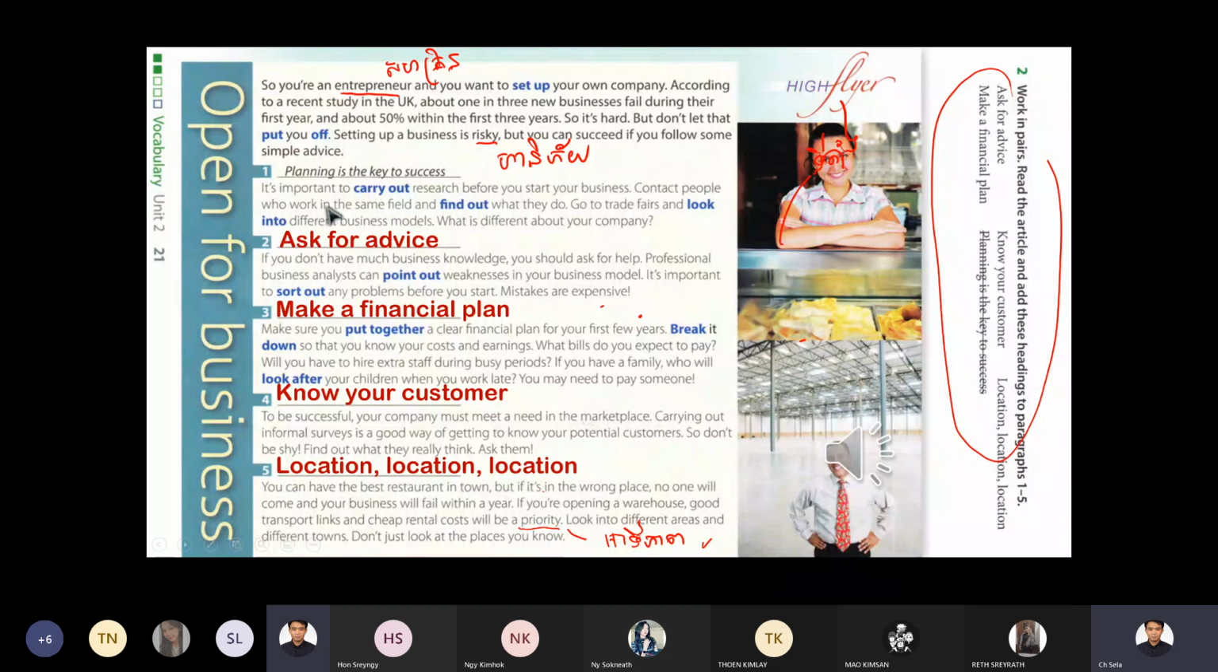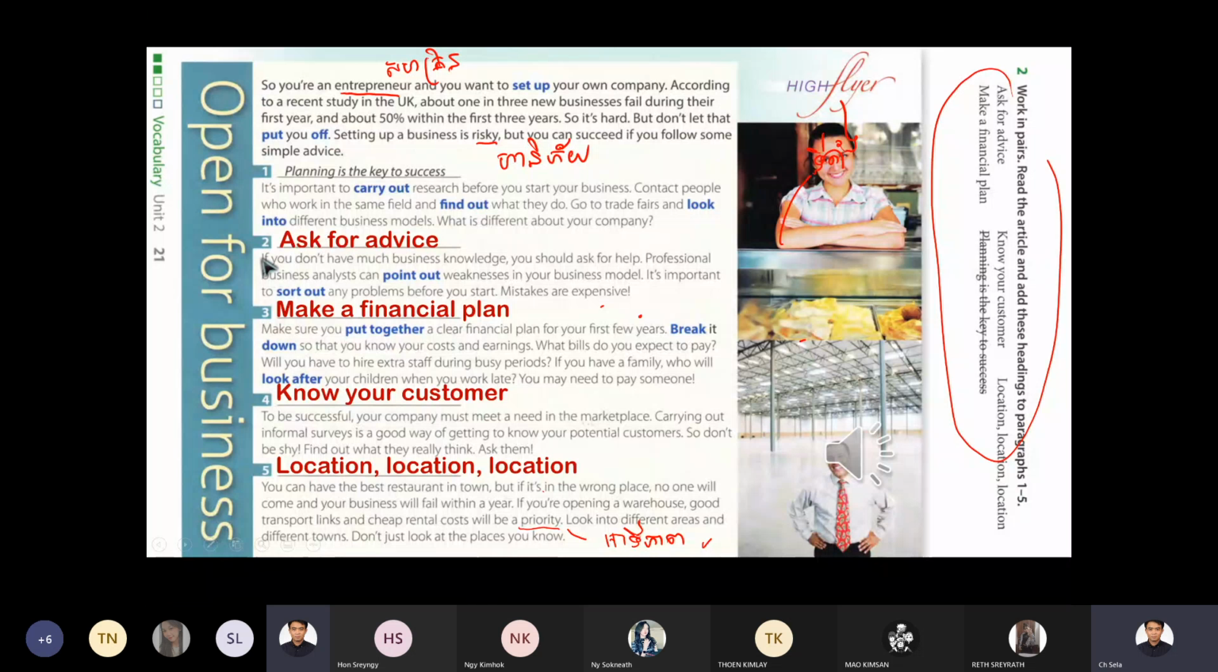Number one, planning is the key to success. It's important to carry out research before you start your business. Contact people who work in the same field and find out what they do. Go to trade fairs and look into different business models. What is different about your company?